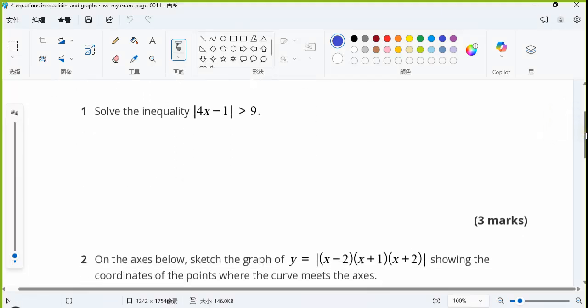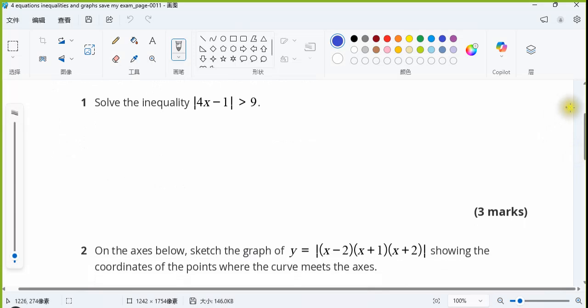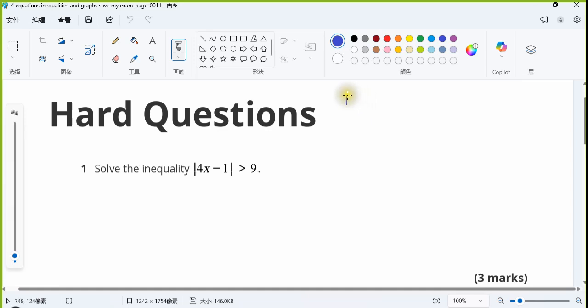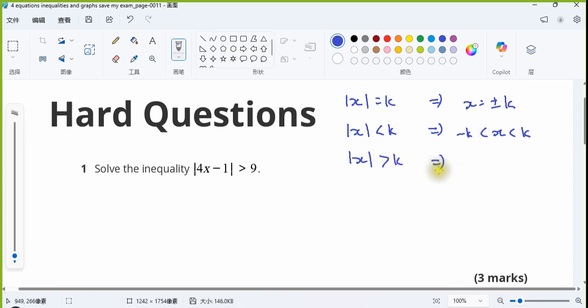Solve the inequality. Okay, we know that if we have modulus x equal k, then x is plus or minus k. When modulus x is less than k, then x is between negative k and k. If we have modulus x greater than k, then x is less than negative k at the same time x greater than k. If we have an equal sign, then we write an equal here.